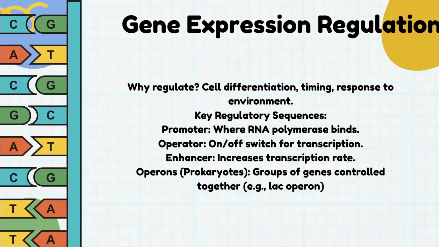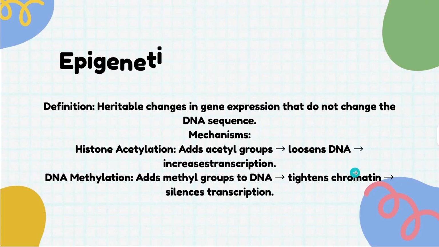Gene expression regulation. So why should cells regulate? Cell differentiation, timing, and response to the environment. Key regulatory sequences: the promoters, where RNA polymerase binds; operators, the on and off switch for transcription; the enhancer, which increases transcription rate; and the operons in prokaryotes, which are groups of genes controlled together, like the lac operon.